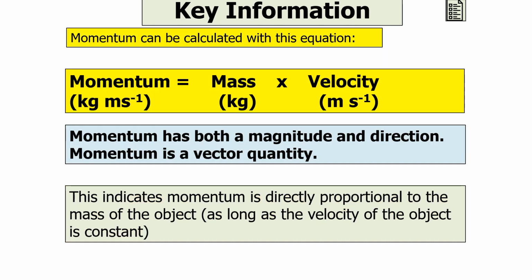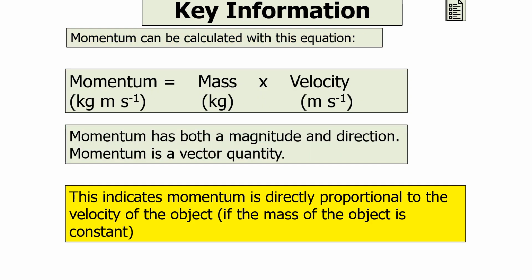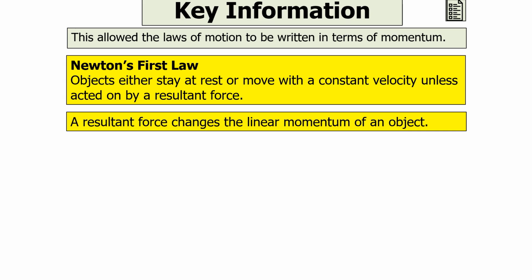This indicates to us that momentum is directly proportional to the mass of the object as long as the velocity of the object is constant. It also indicates that momentum is directly proportional to the velocity of the object if the mass of the object is constant. This allows us to write the laws of motion in terms of momentum. Newton's first law, which is that objects either stay at rest or move with constant velocity unless acted upon by a resultant force, could also be said as: a resultant force changes the linear momentum of an object.